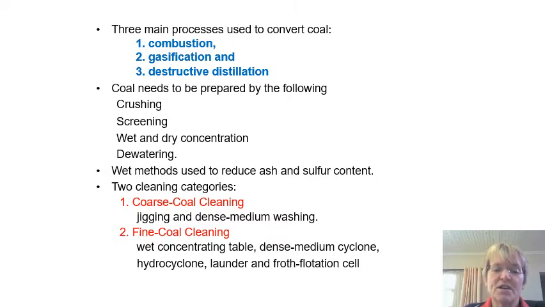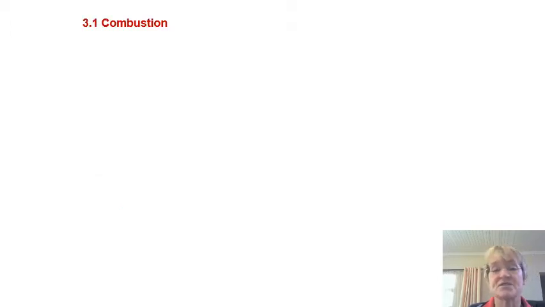In fine coal cleaning, we cannot really make use of that because the fine coal particles are so small, you are going to have them distributed everywhere. So that's why here they use the wet concentrating table, the dense medium cyclone, and hydrocyclone, and then froth flotation, one of the most important ways of cleaning. From the coal cleaning plant, then the coal is transferred to wherever we do the combustion or the destructive distillation or the gasification.